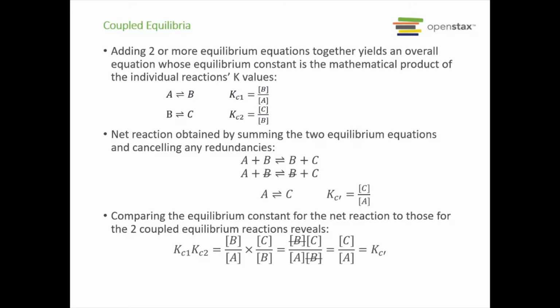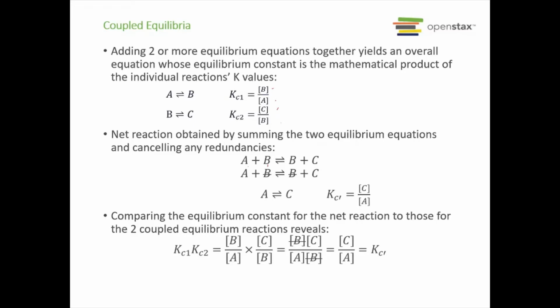Now let's say you have 2 reactions that are happening in a system, and you want the overall reaction and an overall equilibrium constant. It ends up being the mathematical product of the individual reactions' K values. So we have A going to B, B going to C. Our Kc1 for our first reaction is B over A, and the second one is C over B. And let's go ahead and add these reactions together.